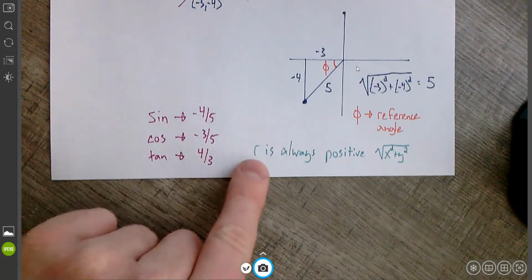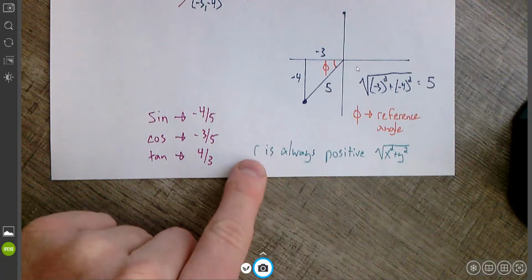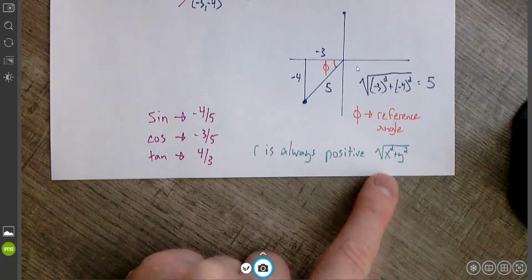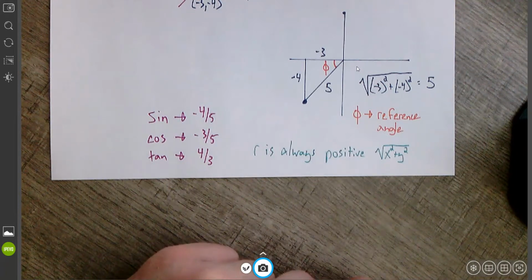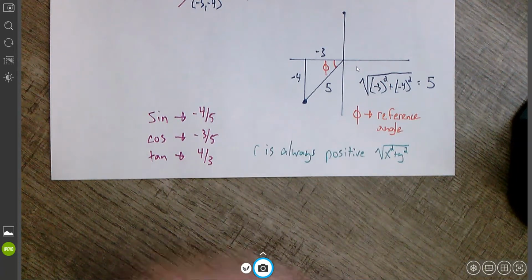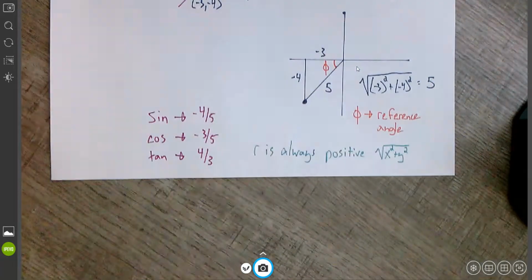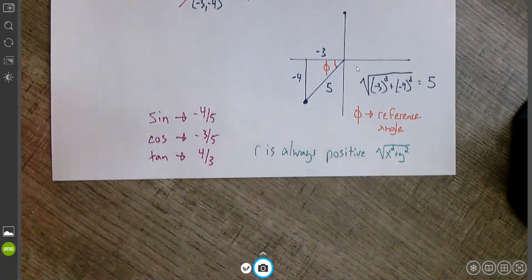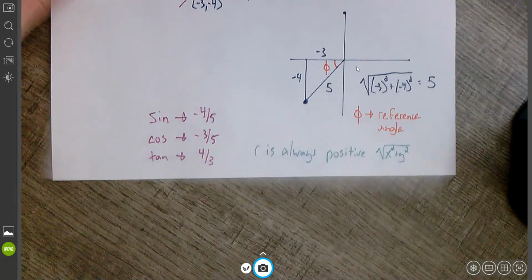First of all, let's look at how we got R. If we have this point with the Pythagorean Theorem, a squared plus b squared equals c squared, that's always going to be positive. The radius of a circle, and that's kind of what we're talking about as we wrap it around a circle, is never going to be negative. That's why we call it R. It's a radius. And we get it from the Pythagorean Theorem. So it will always be positive.